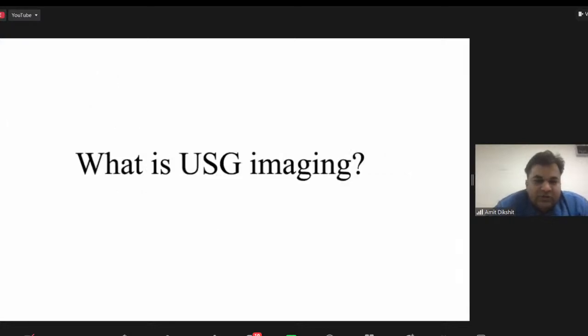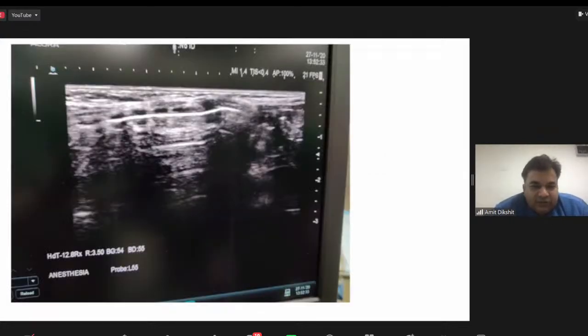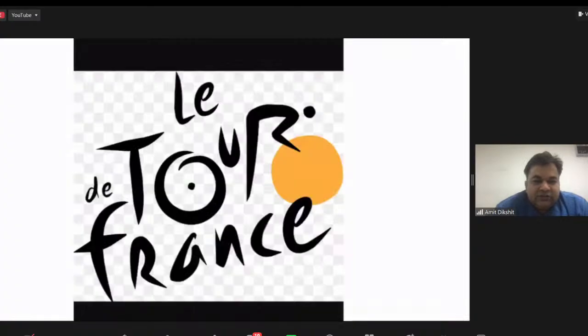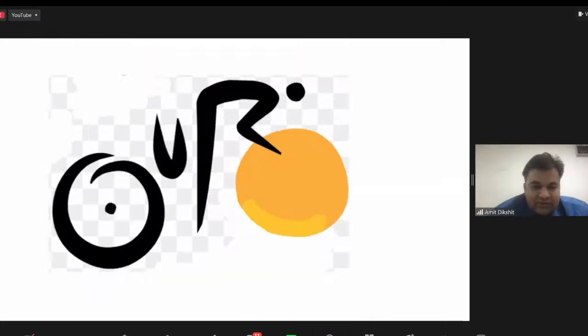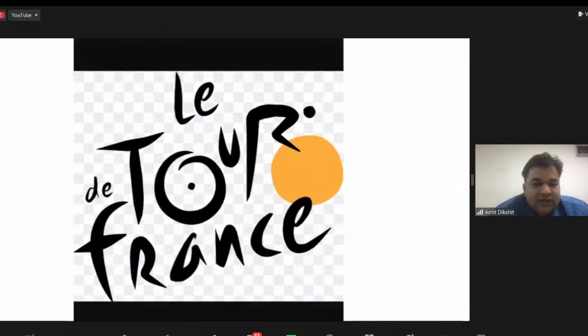So what is ultrasound imaging? Some of you might have seen my presentations previously on focus as well. You always see something black and white and you don't know what is what. Ultrasound training is like the elementary and intermediate drawing exam, where you just draw some pattern. This is Tour de France, something. Nobody knows what this is, but some of you can see a cyclist here. Yes, there is a cyclist. So this is cycle racing across France. The picture is self-explanatory.